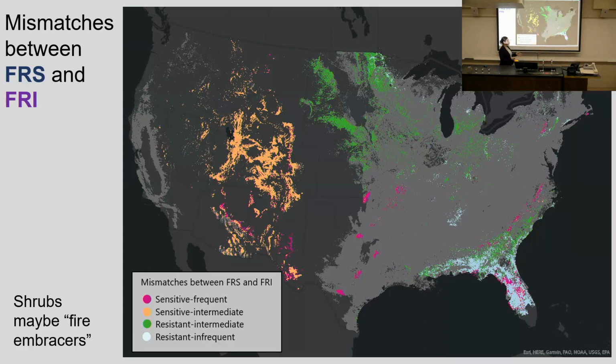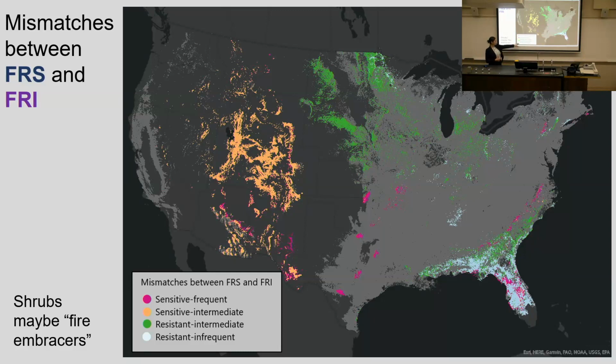And again, these species just have higher fire resistance scores, even though they're not being exposed to that interval of fire that's very frequent, meaning that if the fire return interval were to increase in these areas, they might do quite well. These communities might be well adapted.